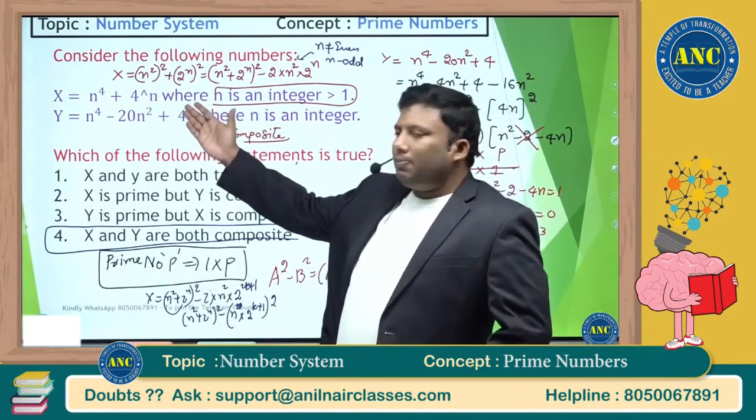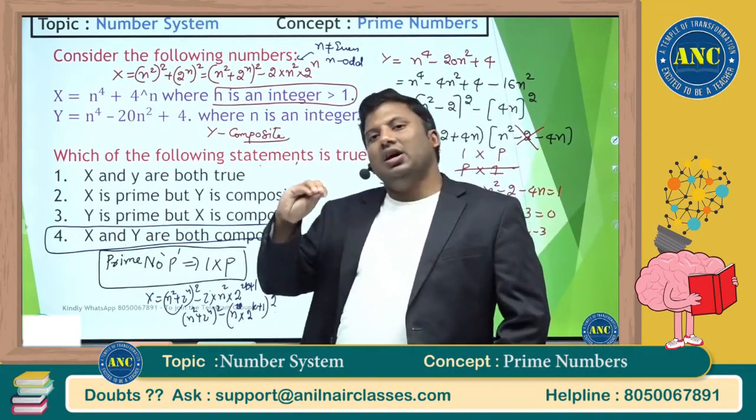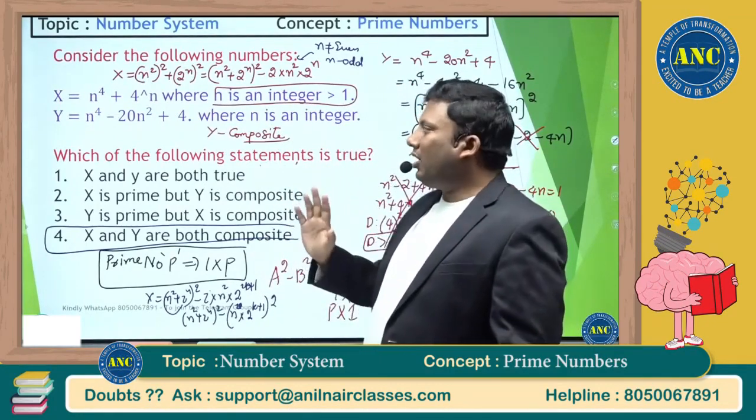X is n power 4 plus 4 power n. N is an integer. If n is an integer, n could be an even number, n could be an odd number.